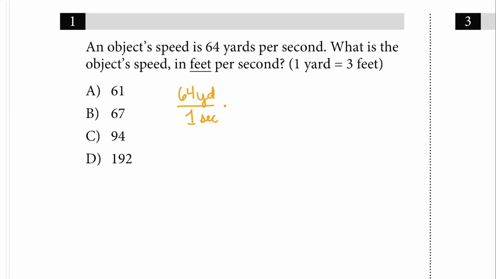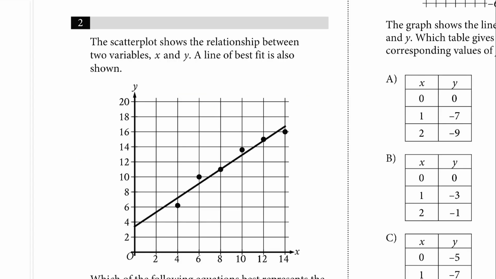So we can start with 3 feet in 1 yard. And the reason why we're setting it up this way is because we do want our units to cancel. So if we were to stop converting it here, then we would get feet per second. All we're going to do is multiply these two values. You can tell by the 4 and the 3 being multiplied together that the last digit will be a 2. So this is going to be our answer. 192 feet per second.